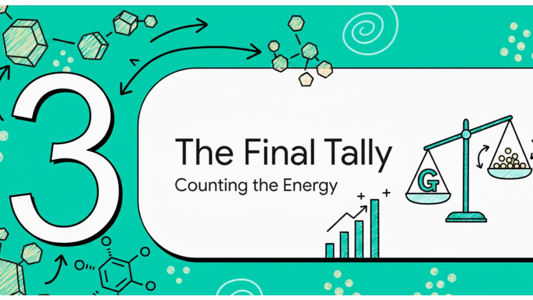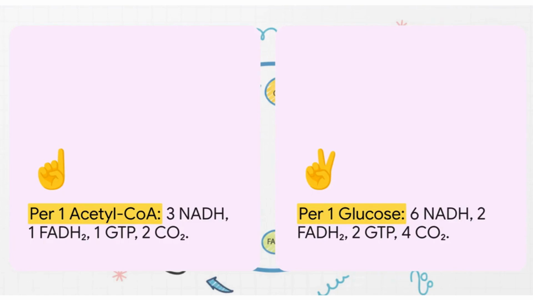Okay, time to do a little math. Let's figure out how much energy we're actually getting out of that one single glucose molecule we started with. Now you gotta remember, glycolysis splits 1 glucose molecule into 2 pyruvate molecules, right? So that means for every single glucose, the Krebs cycle has to run twice. It's a 2-for-1 deal. So if we just double the output from a single turn, the grand total from 1 glucose molecule is pretty impressive. 6 NADH, 2 FADH2, and 2 GTP.